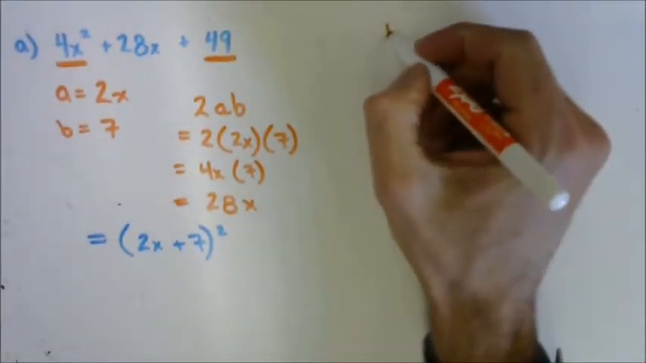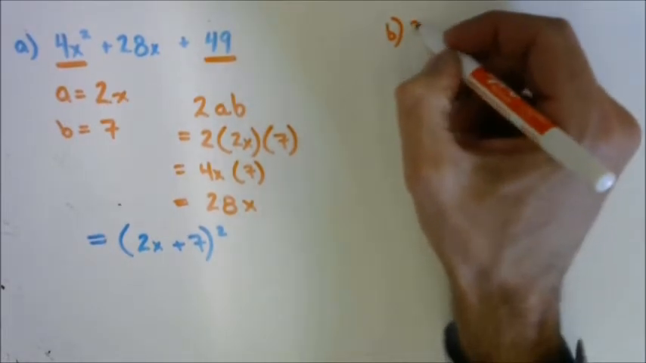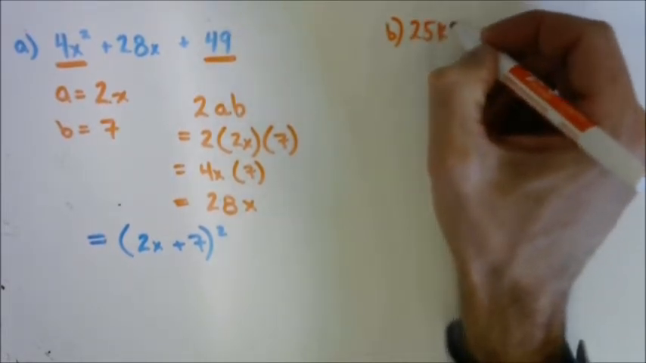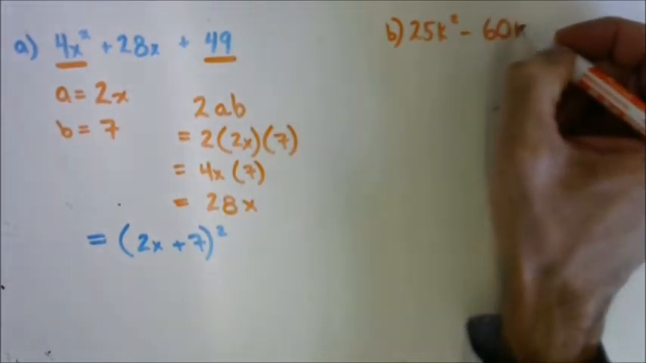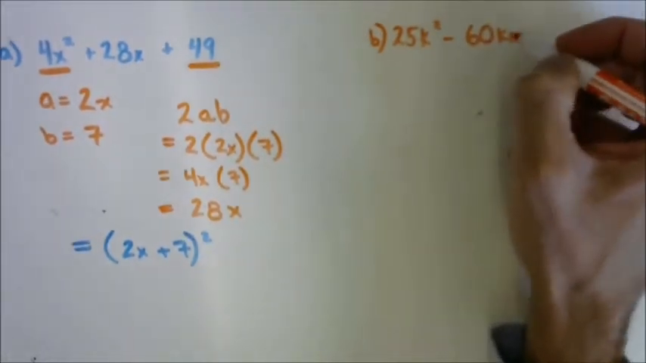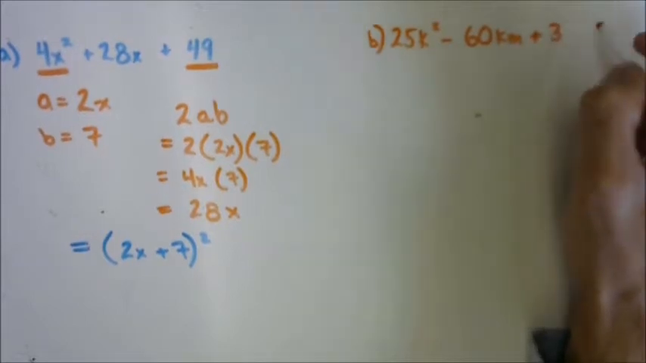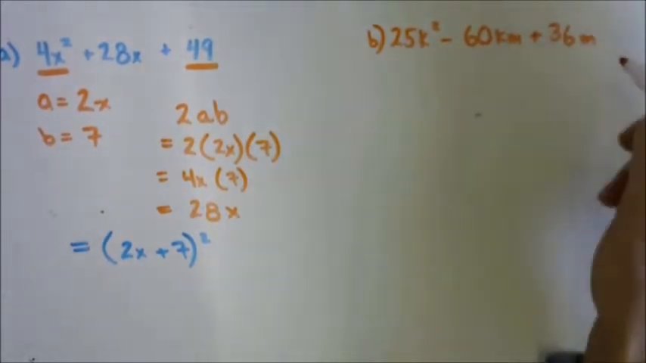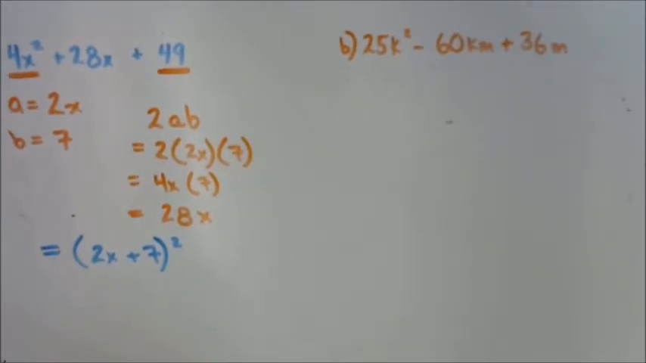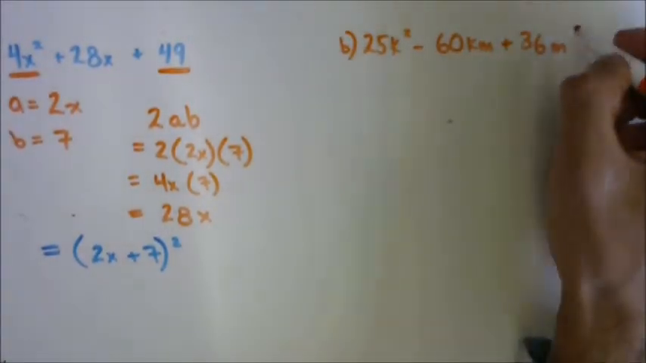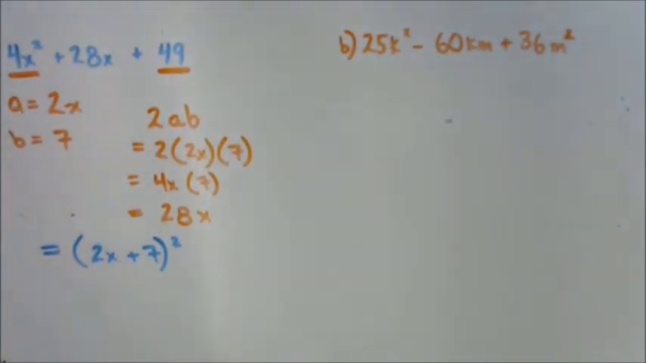B is 25k squared minus 60km plus 36m squared. 25k squared minus 60km plus 36m squared. Now that looks, m squared at the end there. That looks pretty tough. What are we going to do?